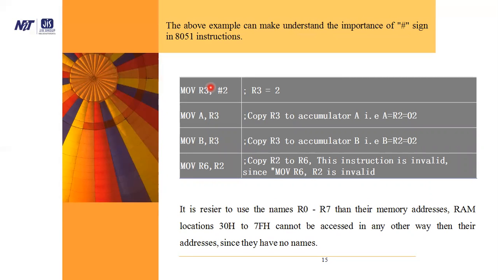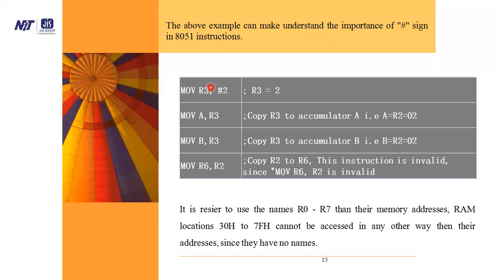The above examples help us understand the importance of the hash sign in 8051 instructions. MOV R3, #2: R3 is equal to 2. MOV A, R3: copy R3 to accumulator A. Therefore, A is equal to R3, which is equal to 02. MOV B, R3: copy R3 to register B. Thus, B is equal to R3, which is equal to 02. MOV R6, R2: copy R2 to R6. The instruction is invalid, since a move between two R registers is invalid.